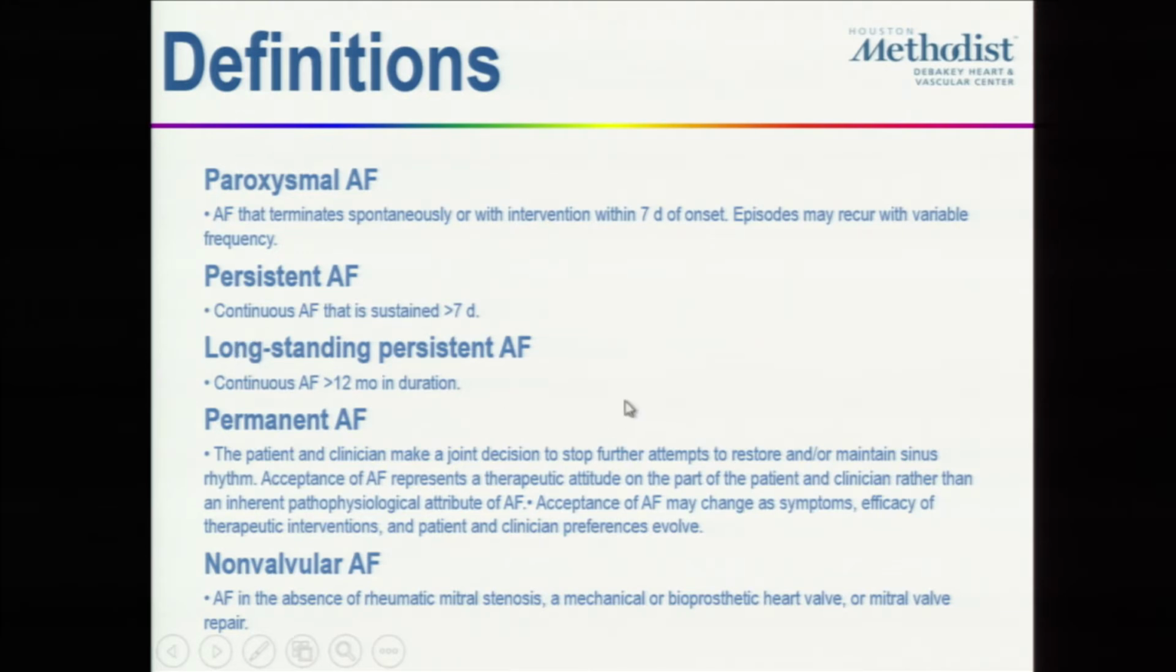For prognostic purposes, when it comes to ablation and its response to ablation, we define long-standing persistent AFib as AFib that has been there continuously for a year. So 12 months of continuous AFib, that is what we call long-standing persistent.